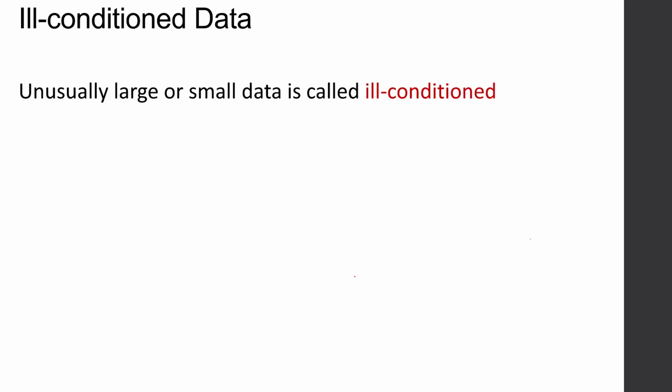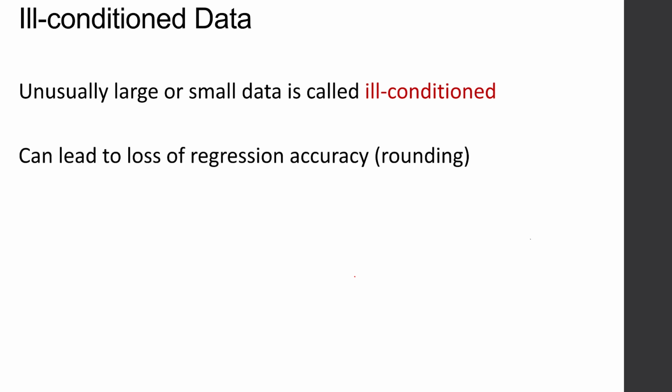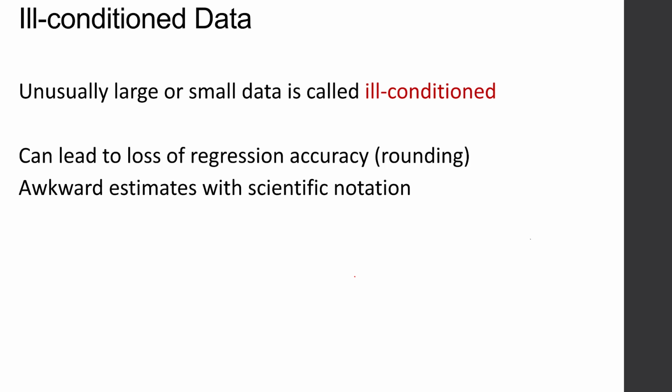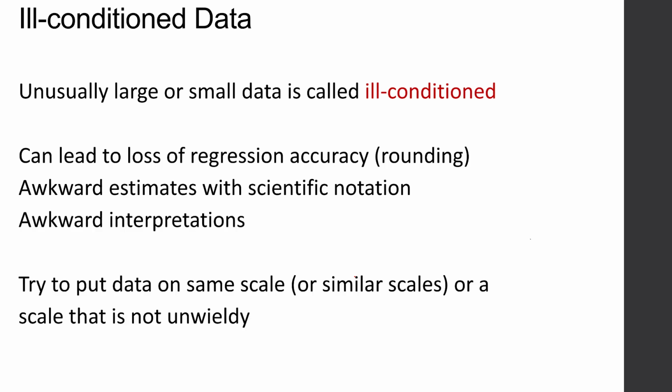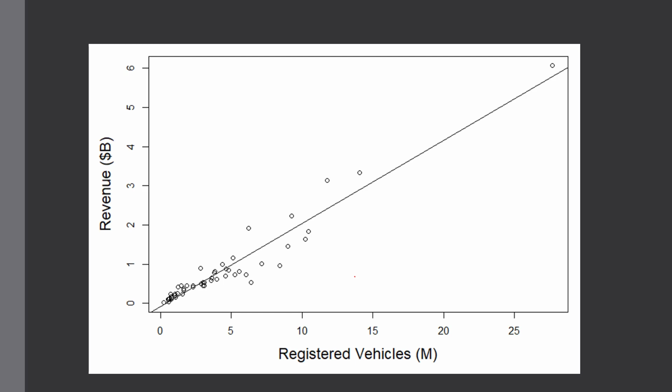So we're going to talk about something called ill-conditioned data. Unusually large or small data is called ill-conditioned. This can lead to a loss of regression accuracy from rounding, or awkward estimates with scientific notation and awkward interpretations. So try putting your data on the same scale or similar scales or a scale that is not unwieldy. So what I've done is I've rescaled everything to make revenue in billions and registered vehicles in millions. And I think that looks a lot better.